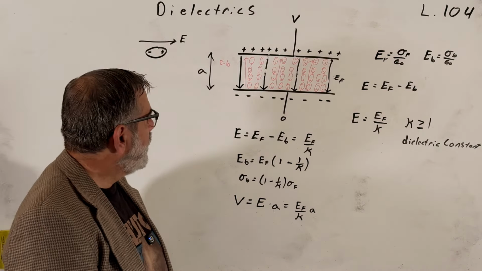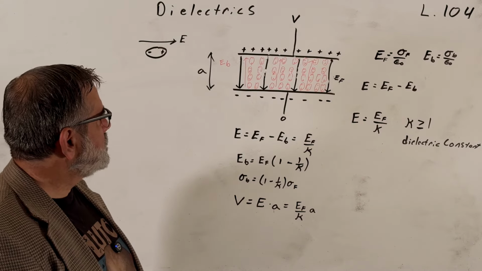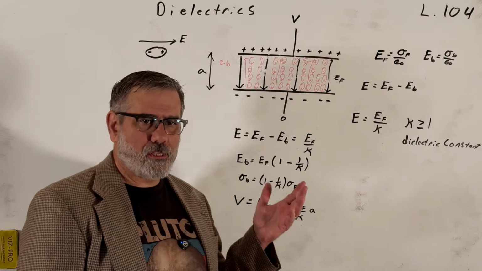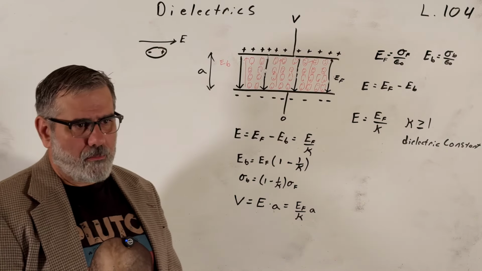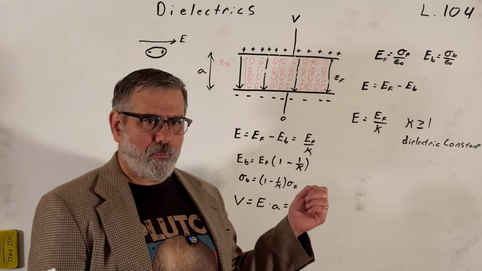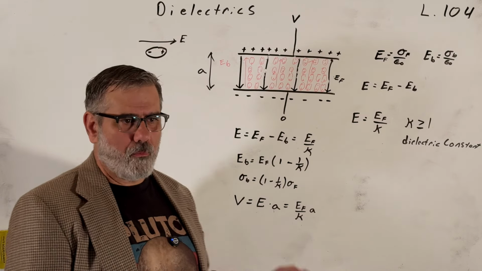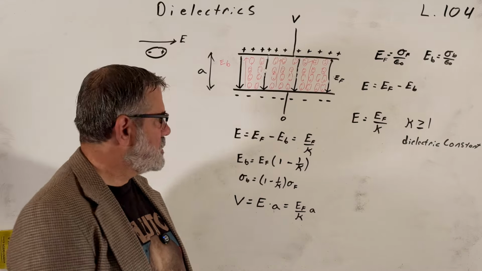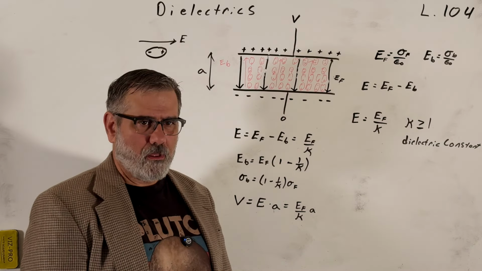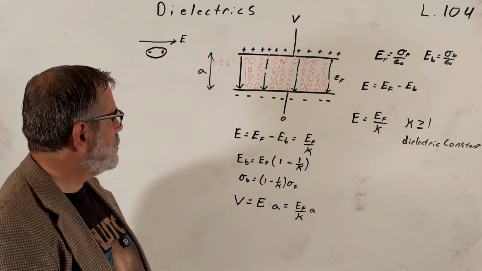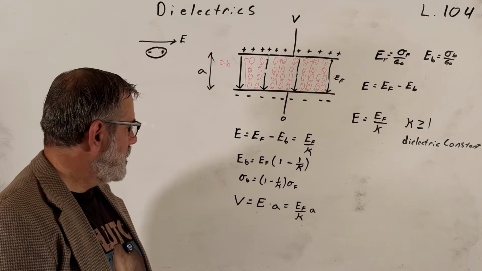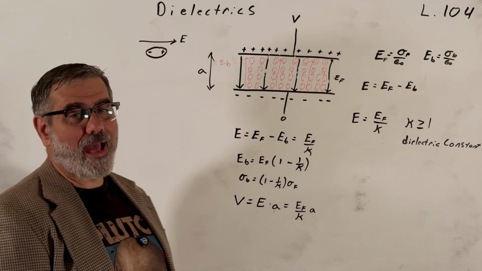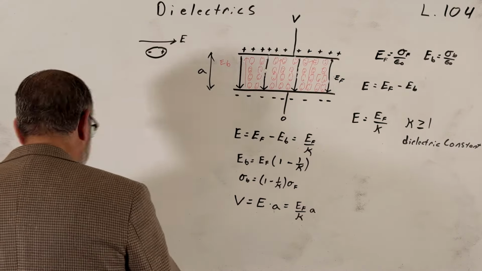In the homework, I'll give you a variety of problems in which we hook batteries up to capacitors and insert dielectrics. Maybe we disconnect the leads of the battery before we insert the dielectric, or we leave them connected, and so various circumstances to see what changes: how the potential changes, how the charge density changes, and how the capacitance would change. That's what I'm trying to get to here.